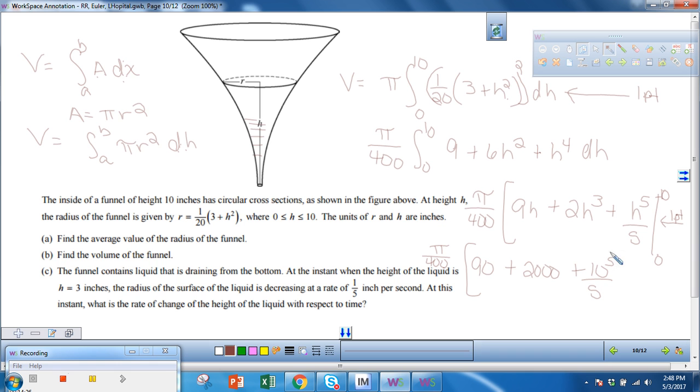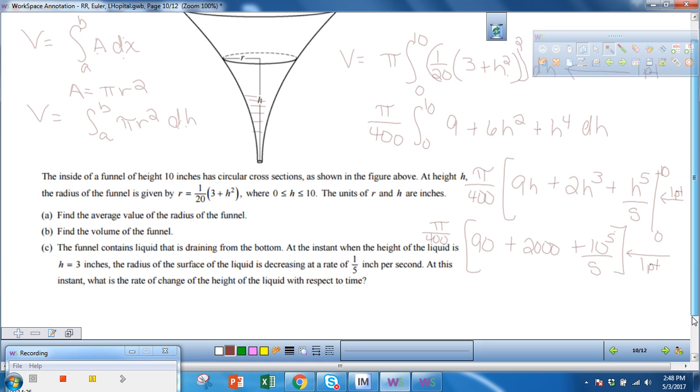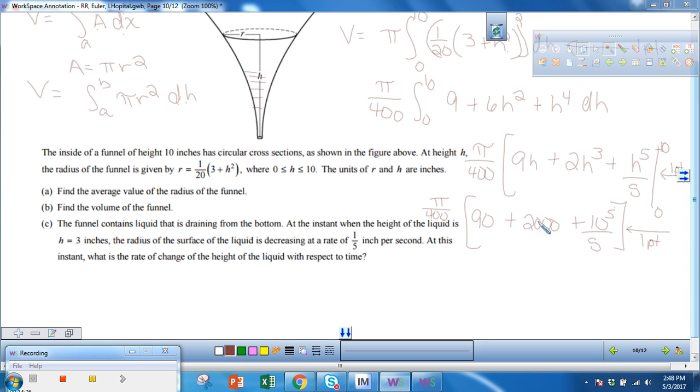There is no way in Hades that I would have simplified this. I would have left it like this, and I would have gotten my 1 point, because you do not have to simplify that. Okay? You do not have to simplify, and if you simplify and get it wrong, it's wrong. So there's no incentive to go any further than that. I would have left this like this and moved on with my life.